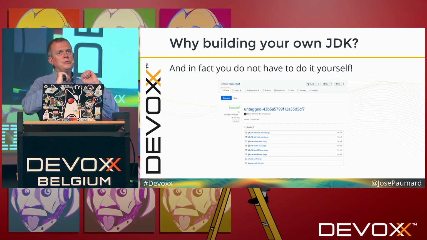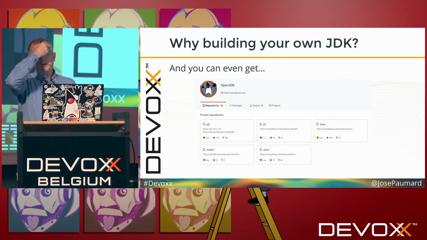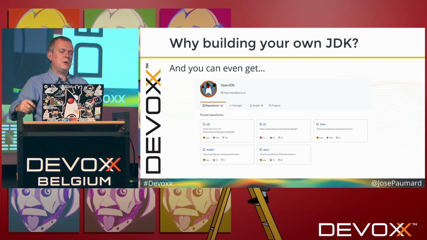So even if you want to test the preview features of a non-existing JDK and you don't feel like building it yourself, you can do that by just pulling this repository directly. And if you want a JDK that is not distributed in the mainstream, you can also go to the OpenJDK GitHub repository, where some of the branches are mirrored from the Mercurial repository.